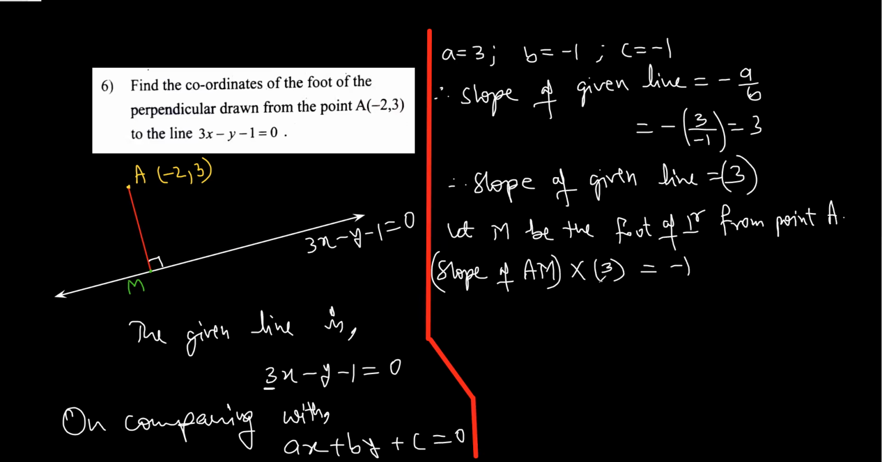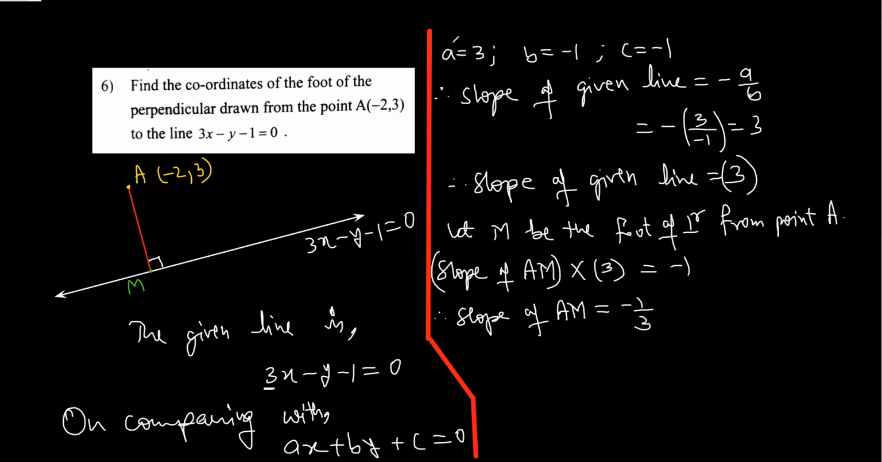Why? Because AM and the given line are perpendicular to each other. You know, when two lines are perpendicular to each other, the product of their slopes is -1. So what is the slope of AM? Therefore, slope of AM is equal to -1 by 3. See students, I got the slope of AM. I have the slope of AM and I have one point on AM, that is A.